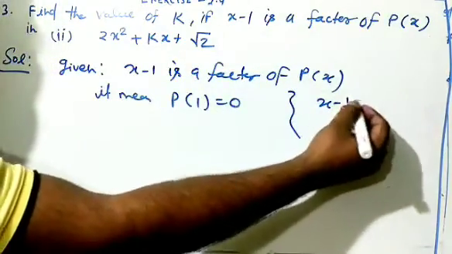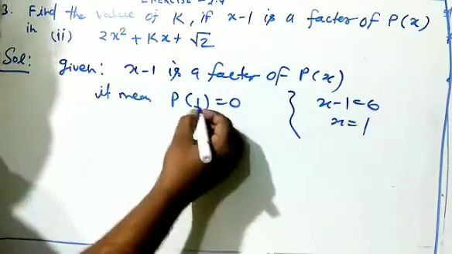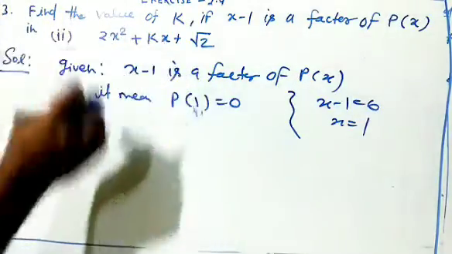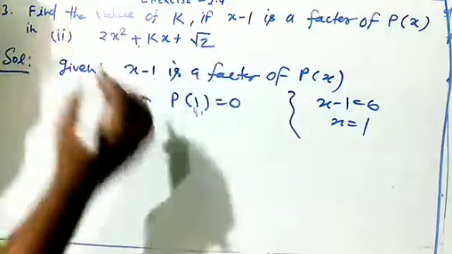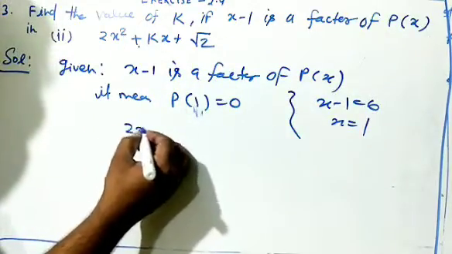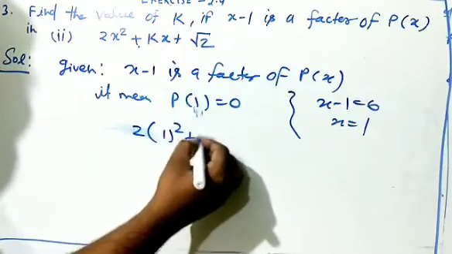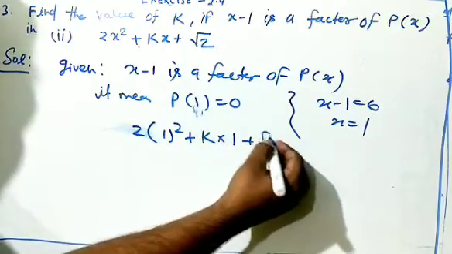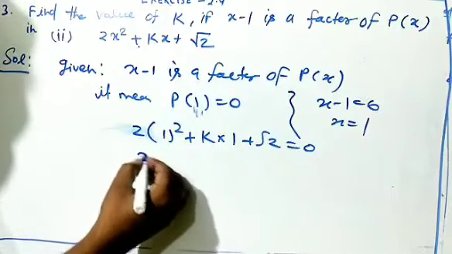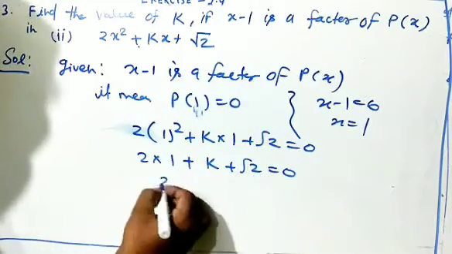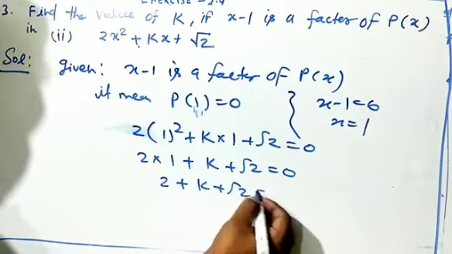How? You find the 0: x equal to 1, then p of 1 will be 0. Put the value of 1 in this equation. 2 bracket square plus k multiplied by 1 plus root 2 equal to 0. 2 multiplied by 1 plus k plus root 2 equal to 0. 2 plus k plus root 2 equal to 0.